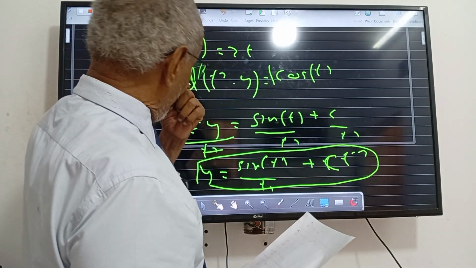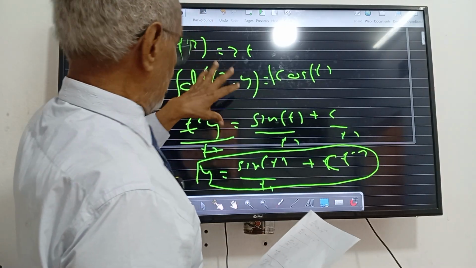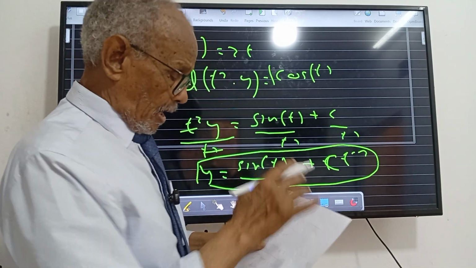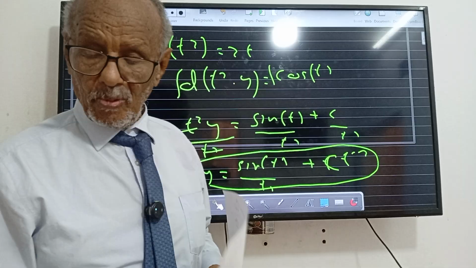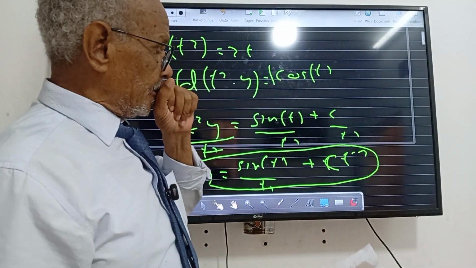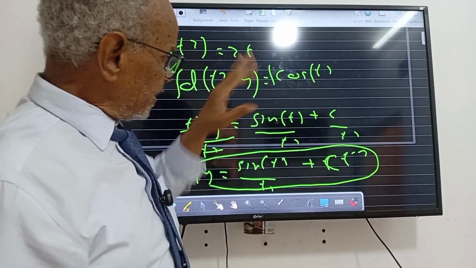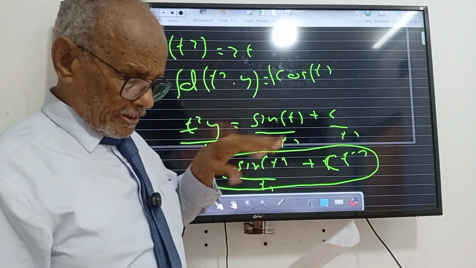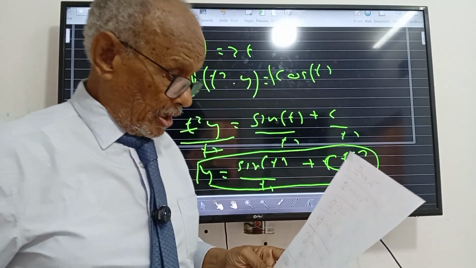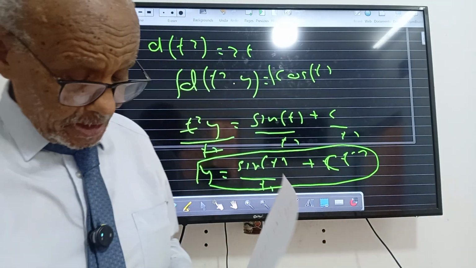Now, so far we end with this example. This is the first order. In the next lecture, we discuss the second order of the differential equations.